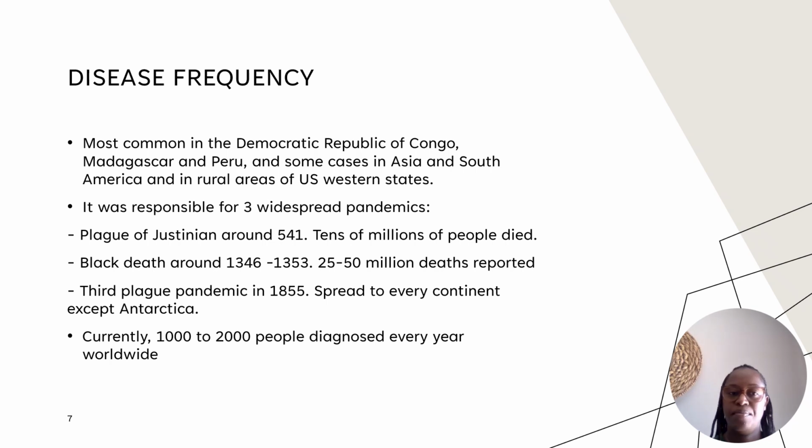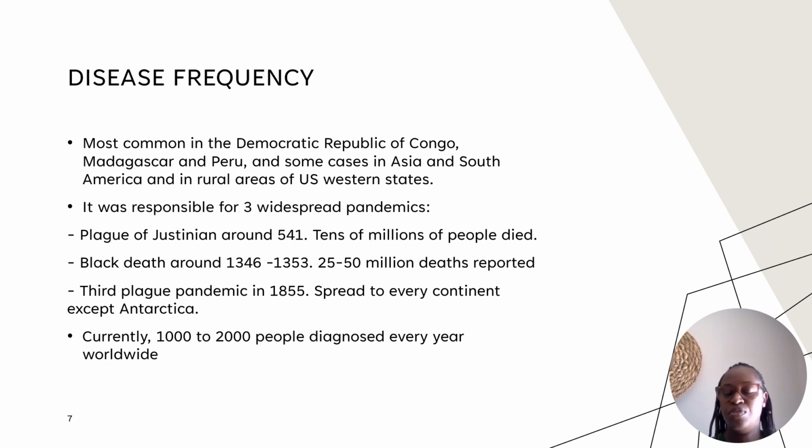Currently, the pneumonic plague is mostly found in the Democratic Republic of Congo, the DRC, which is one of the countries in Africa. It is also found in Madagascar and Peru. We also have some cases currently reported, especially in Asia and South America. And like I said earlier, it is also found in the rural areas of the Western United States.